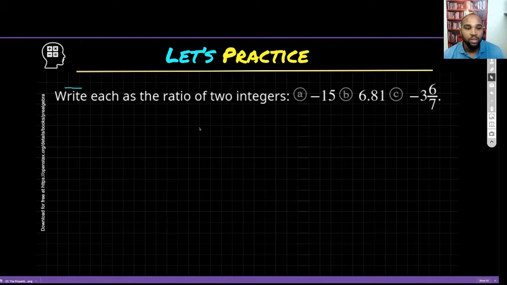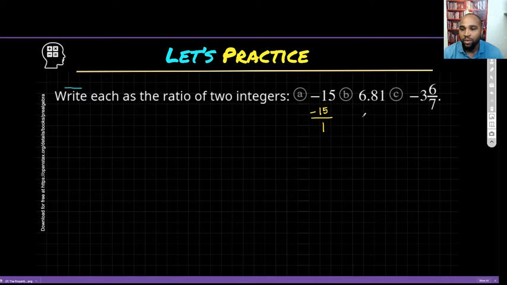All right, so let's practice this. Write each one of these as the ratio of two integers. Remember, integers are the numbers 1, 2, 3, 4, 5, 6, 7 all the way up, and all the negative numbers as well, including 0 in the middle. So let's write this as negative 15 over 1. So that's a rational number.